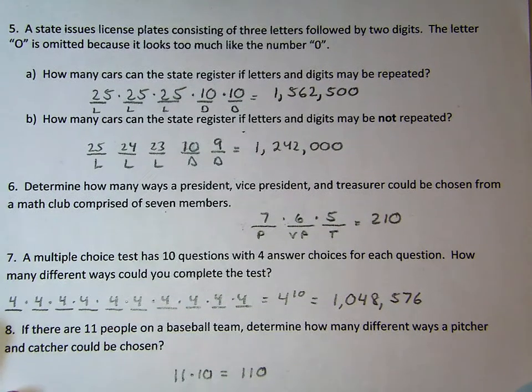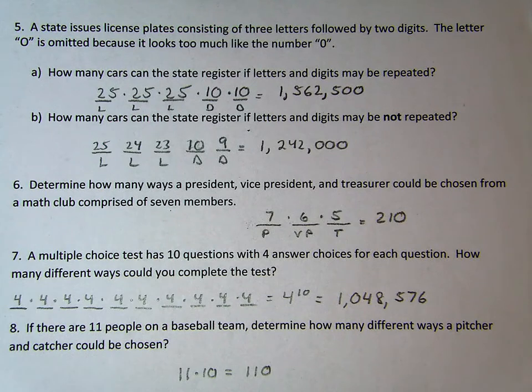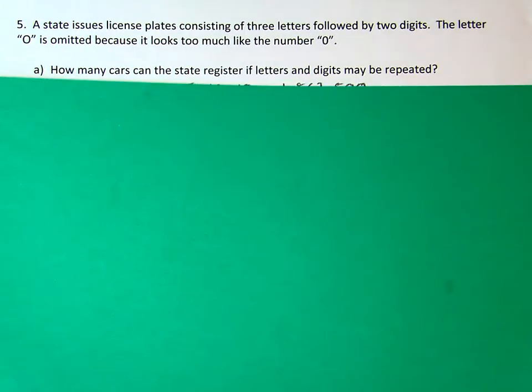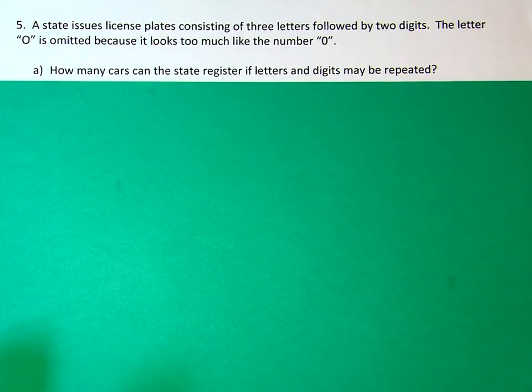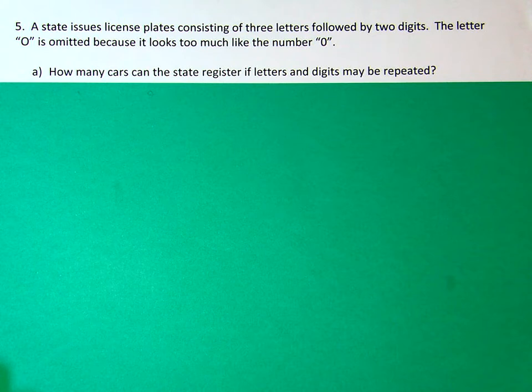All right, a classic type of problem that's in every book that deals with this as a topic is a license plate problem. A state issues license plates consisting of 3 letters followed by 2 digits. The letter O is omitted because it looks too much like the number 0. How many cars can the state register if letters and digits may be repeated?